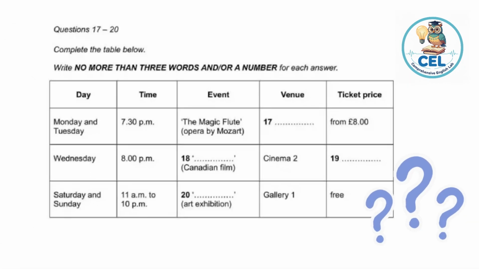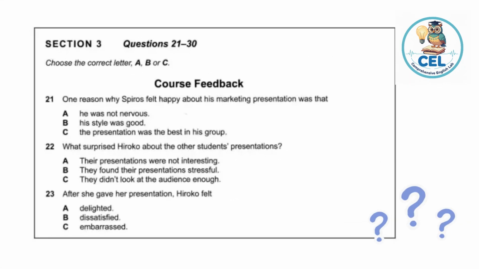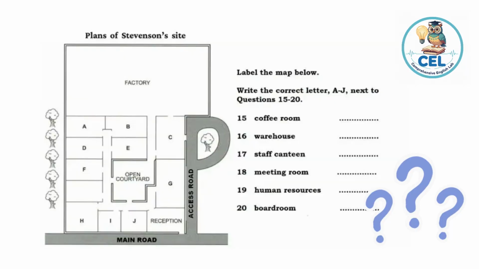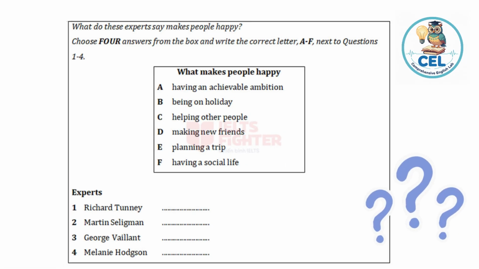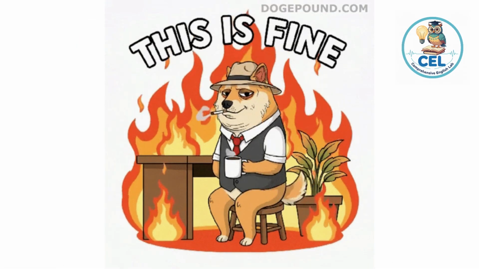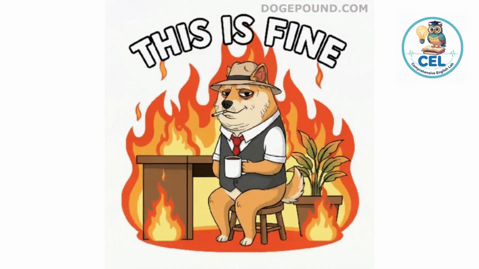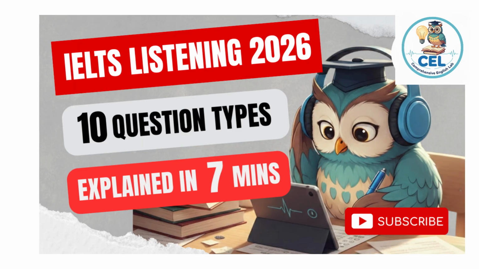Sentence completion, table completion, multiple choice questions, labeling a map, matching people, places. Too many IELTS Listening question types? Overwhelmed? Watch this. All simplified in 7 minutes.